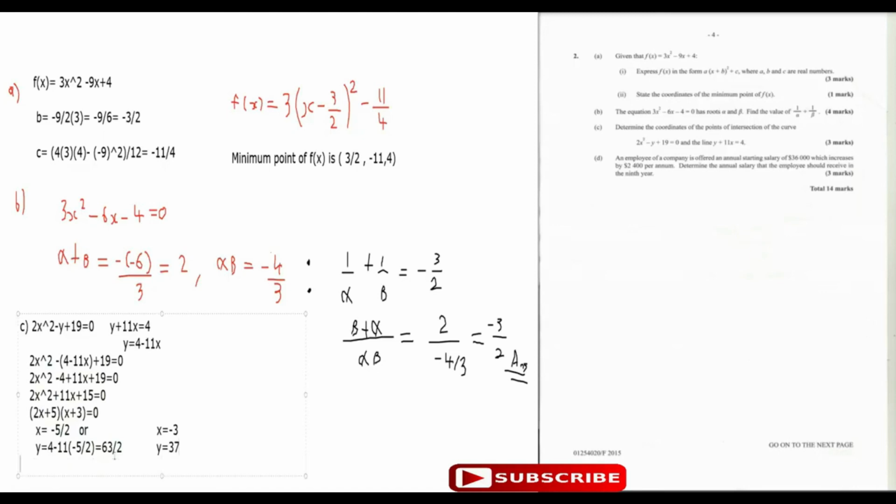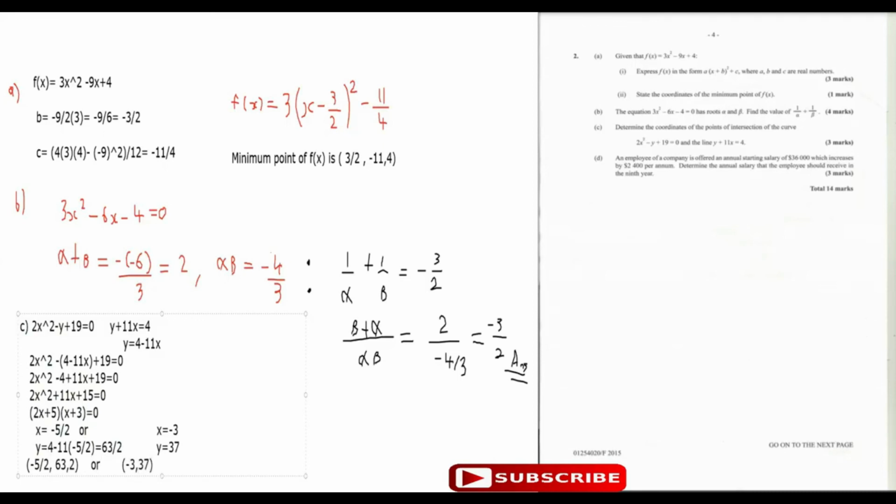Alright, and so those are the two solutions. So the two solutions we're getting are negative 5 over 2, comma, 63 over 2. That's one solution, or the next solution is negative 3, 37.